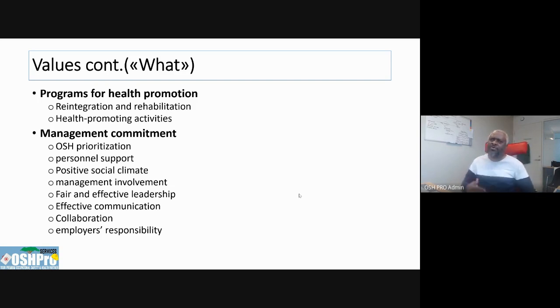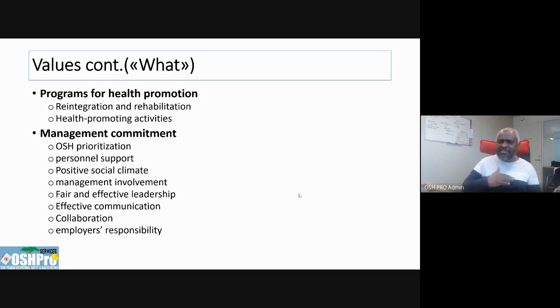There should be personnel support. There should be a positive social climate, where management ensures that during breaks there are places where the workers can sit and just talk, take a 15-minute break, drink coffee together in a social gathering, and have friendly talk with each other from different departments. They get to know each other. The management is involved in all this, in the positive social climate, and there's fair and effective leadership, very important.